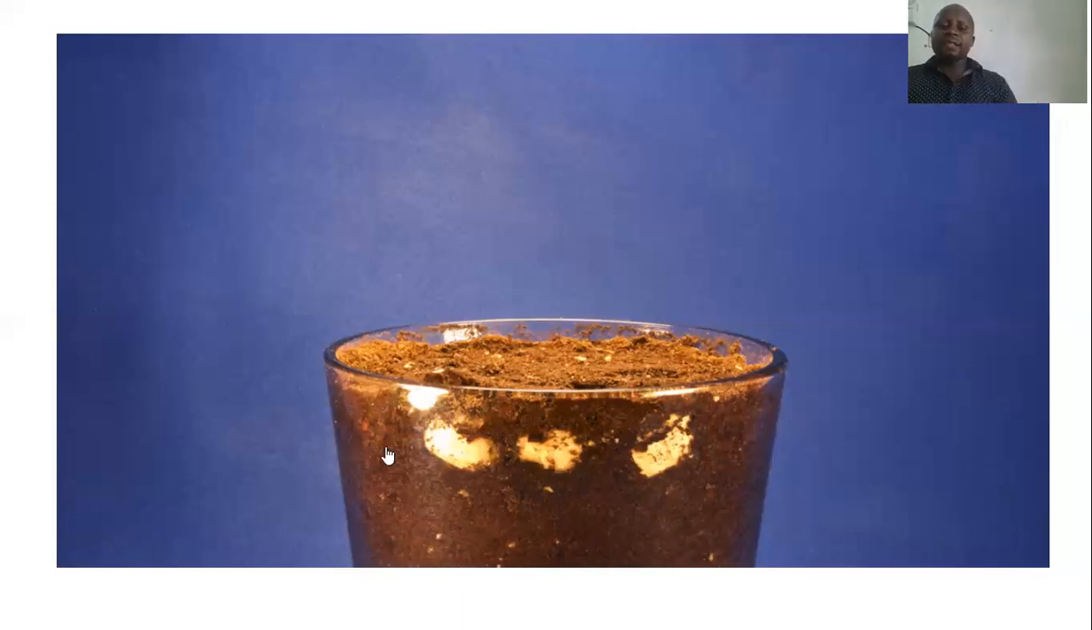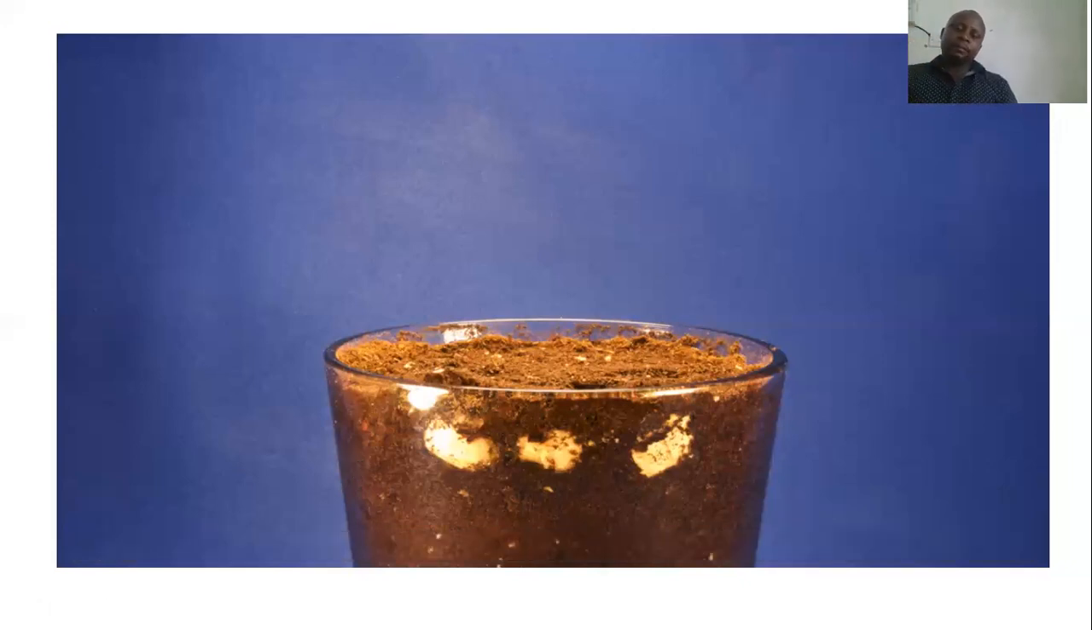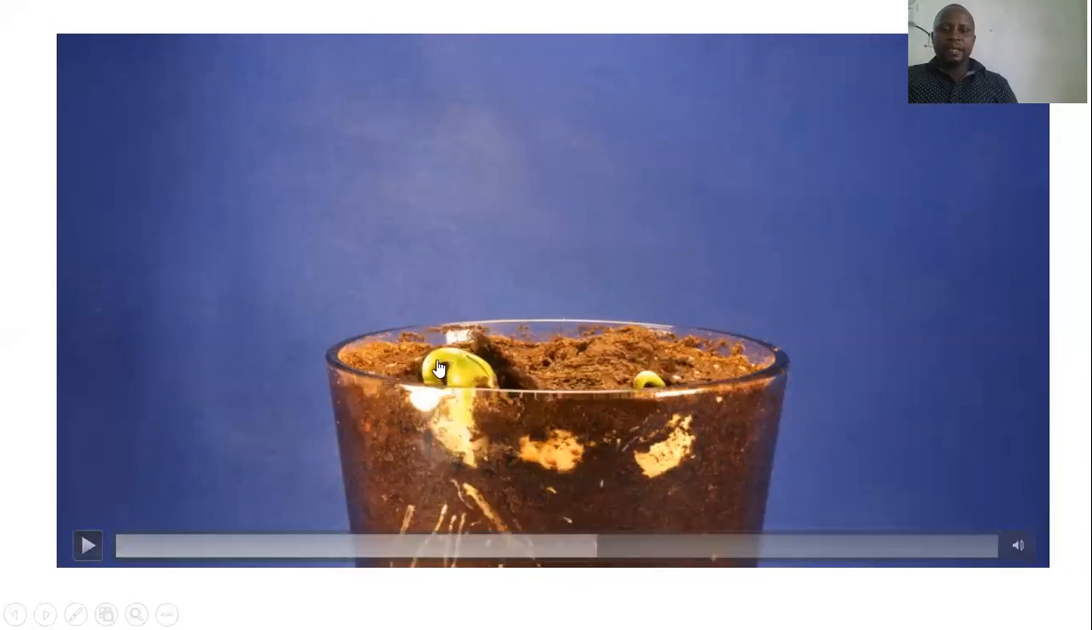Then we have seen that the radicle will be the first one to emerge through the micropyle, and it moves downwards. As it goes downwards, we have seen in this particular video that there is this part here, the part between the radicle and the cotyledon. This is what we call the hypocotyl.